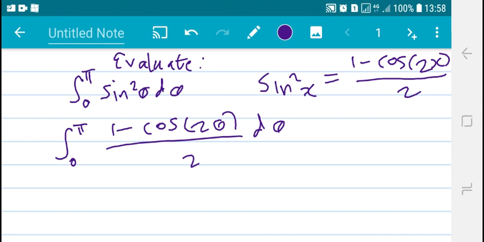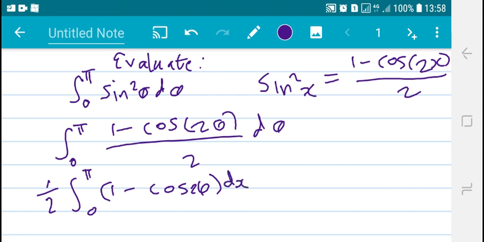Now we can take the half outside since it's a constant, so we get a half, integral from 0 to pi of 1 minus cosine of 2 theta, d theta. And now it's a matter of finding the antiderivative and then evaluating. So the antiderivative of 1 is just theta. The antiderivative of cosine 2 theta is sine 2 theta.